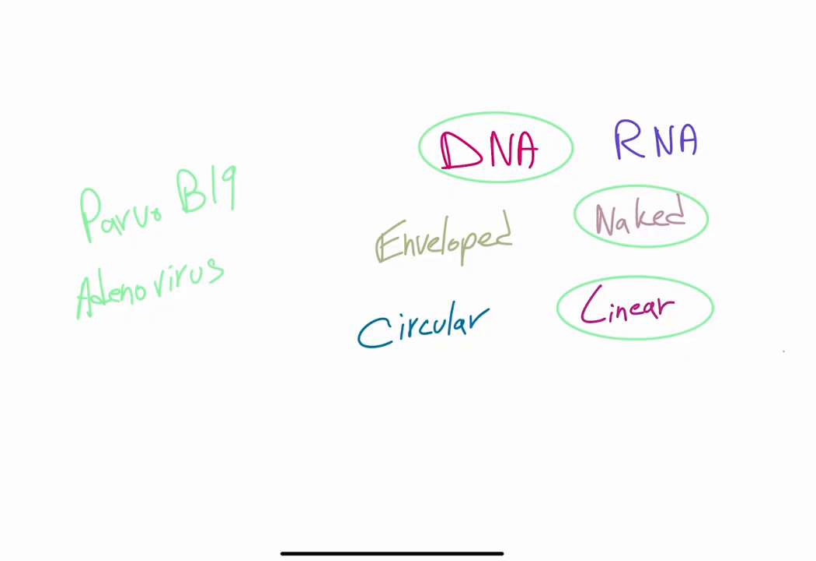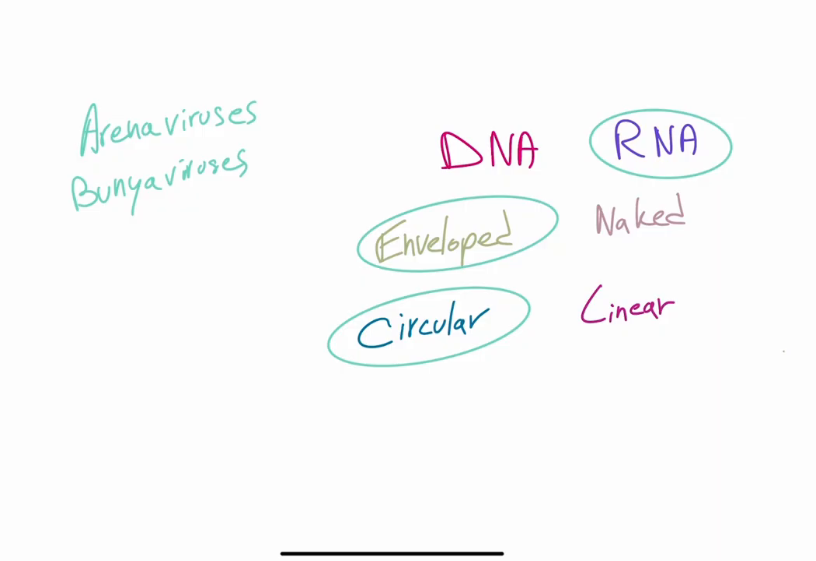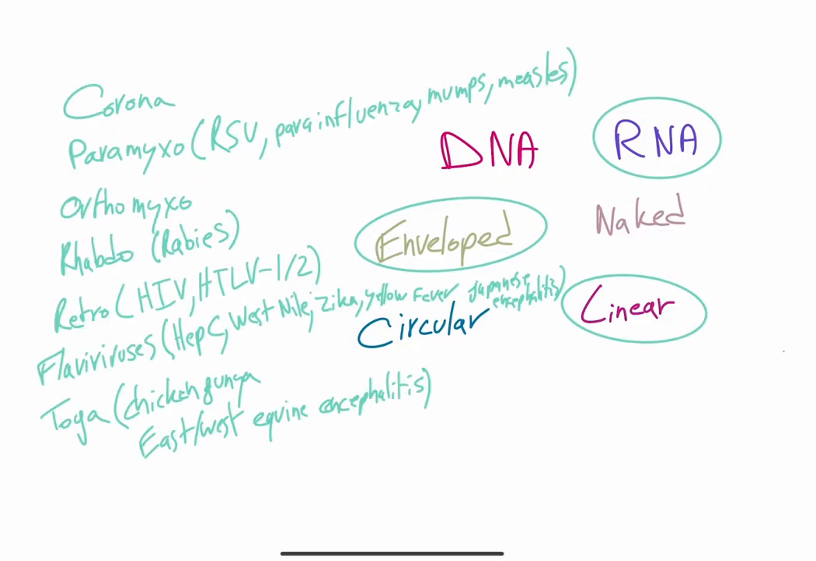Now, in terms of RNA viruses, if it's RNA enveloped and circular, you have to know that this is an arenavirus, such as LCMV. This causes lymphocytic choriomeningitis, or Bunyaviruses, such as Crimean-Congo hemorrhagic fever, and hantavirus, which causes hemorrhagic pulmonary syndrome. Now, these are rarely tested on your licensing exams, but I'm including them for the sake of completeness. Now, as far as RNA enveloped linear viruses, this is a large category, so let's focus.